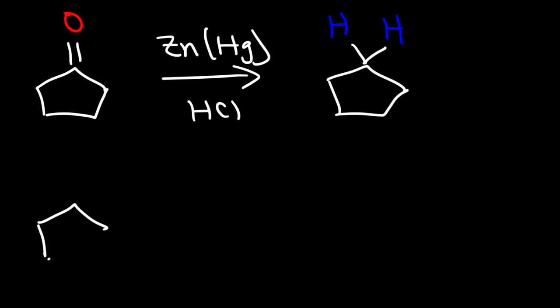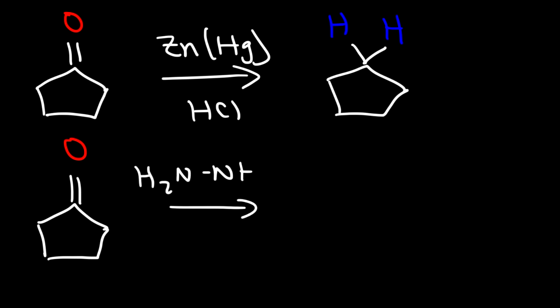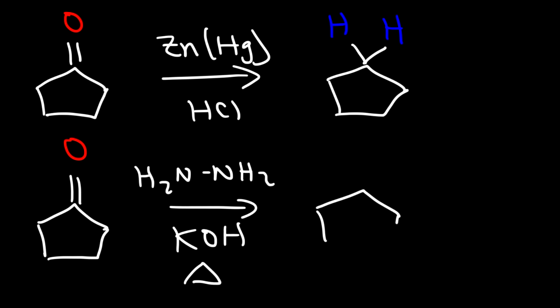Another similar reaction is the Wolff-Kishner reaction, which occurs under strongly basic conditions. The reagent is hydrazine, H2NNH2, which can be written as N2H4, so you might see it like that. And you need a strong base with heat to make this work. And so the end result is the same. It converts the ketone into an alkane. It completely reduces it into cyclopentane.